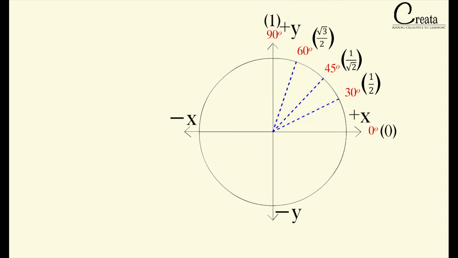We can write 1 by 2 as 0.5, 1 by root 2 as 0.7 and root 3 by 2 as 0.87. You can check the value on your calculator. Now, if you observe the value of sine function moving from 0 degree towards 90 degree, its value is increasing. It begins with 0, then increases to 0.5, then to 0.7, then to 0.87 and then to 1. So as a conclusion, we can say that in first quadrant, sine value increases from 0 to 1. Are you getting the point? In first quadrant, that is from 0 to 90 degrees, sine increases from 0 to 1.